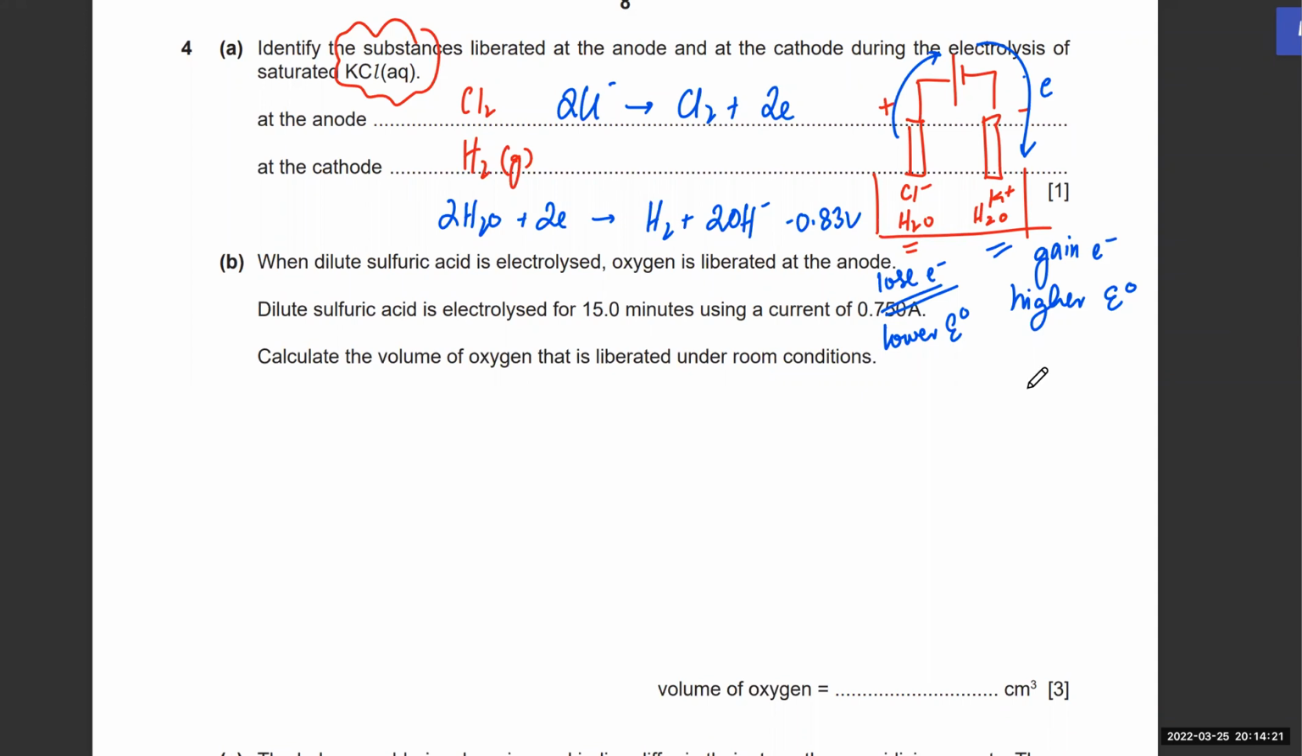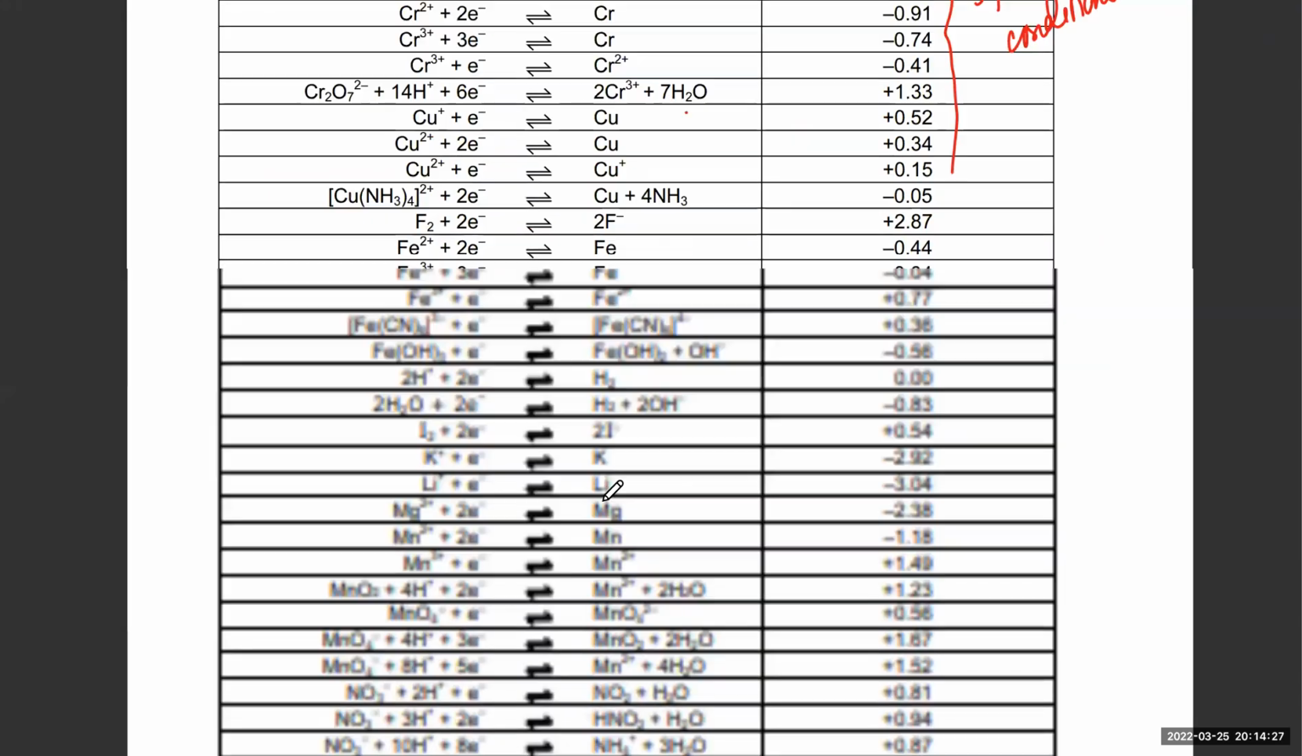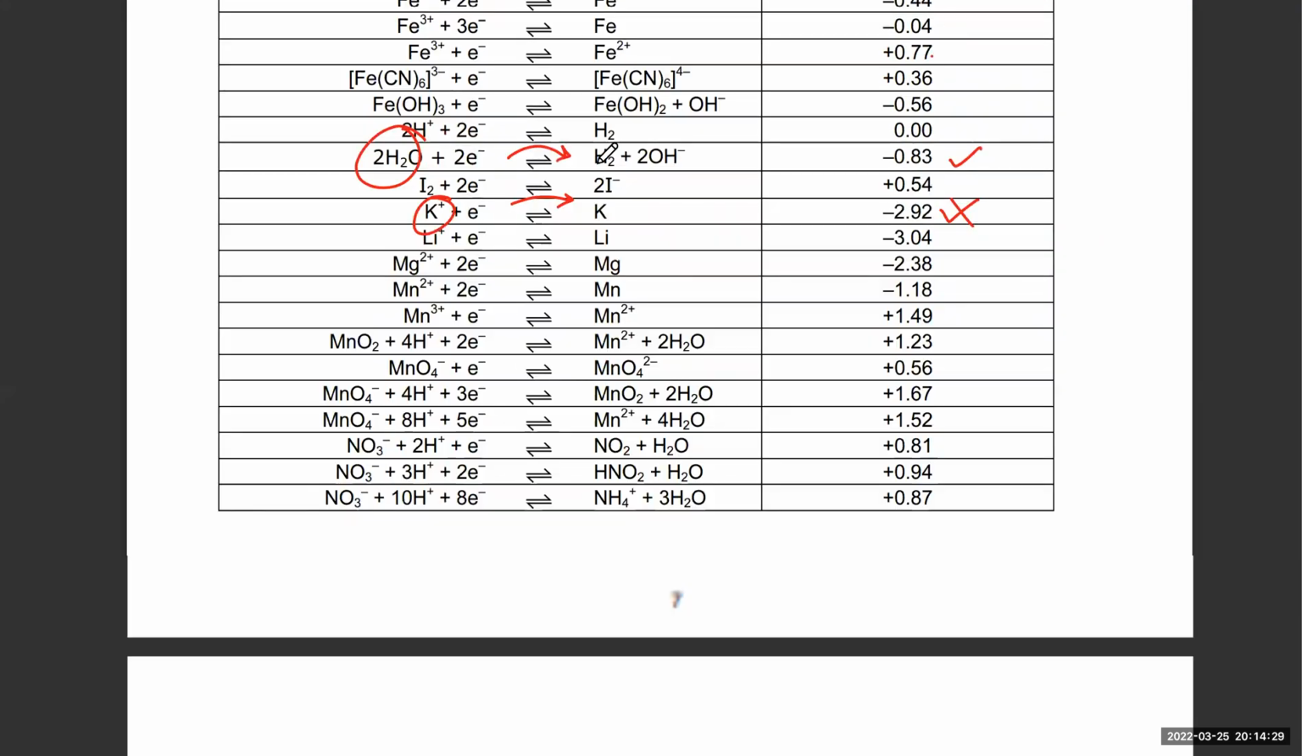At the cathode, they're going to gain electrons, K+1 and H2O. So what you'll do is find the equations in the forward direction, K+1 and H2O gaining electrons. Who gains electrons? The one that has the higher potential.